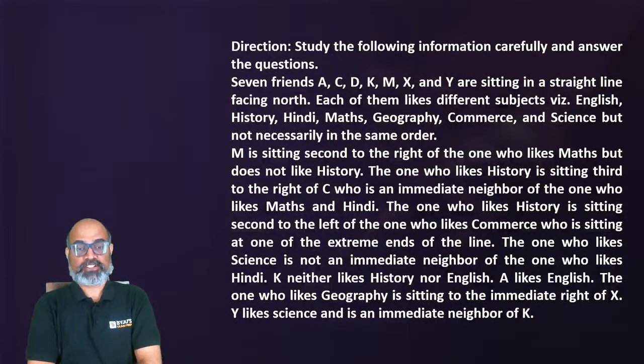The one who likes history is sitting second to the left of the one who likes commerce, who is sitting at one of the extreme ends of the line. The one who likes science is not an immediate neighbor of the one who likes Hindi. K neither likes history nor English. A likes English. The one who likes geography is sitting to the immediate right of X. Y likes science and is immediate neighbor of K. So we have a lot of information about what position to the left or to the right they are sitting, and also which particular subject they like.